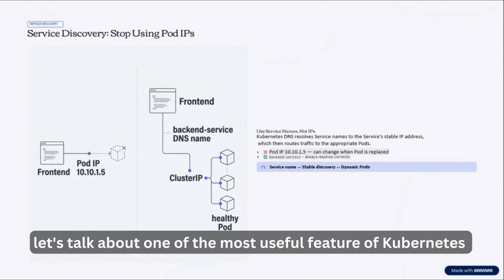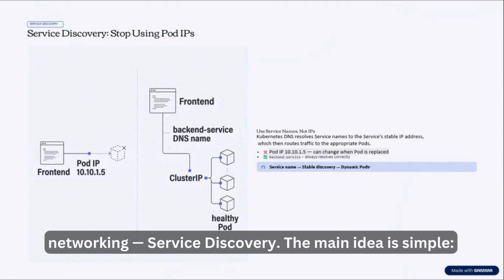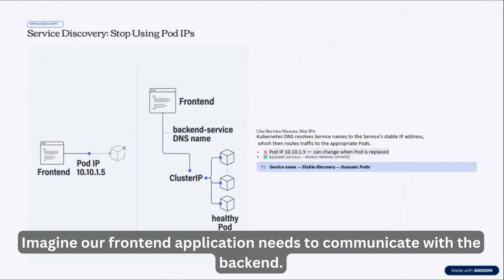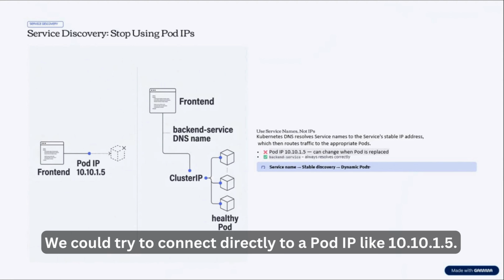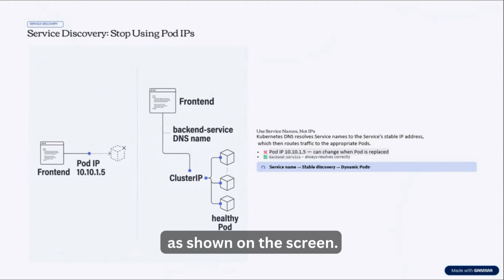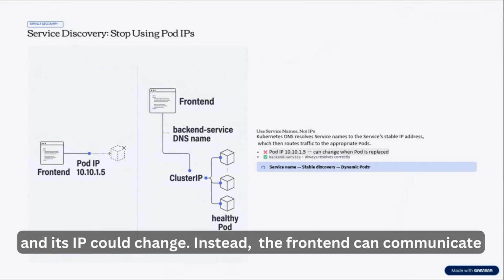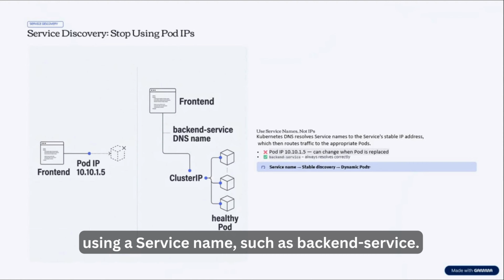Now, let's talk about one of the most useful features of Kubernetes networking, that is service discovery. The main idea is simple. Don't make your application depend directly on pod IP addresses. Imagine our front-end application needs to communicate with the backend. We could try to connect directly to the pod IP like 10.10.1.5 as shown on the screen. But remember that a pod could be replaced and its IP could change. Instead, the front-end can communicate using a service name such as backend service.